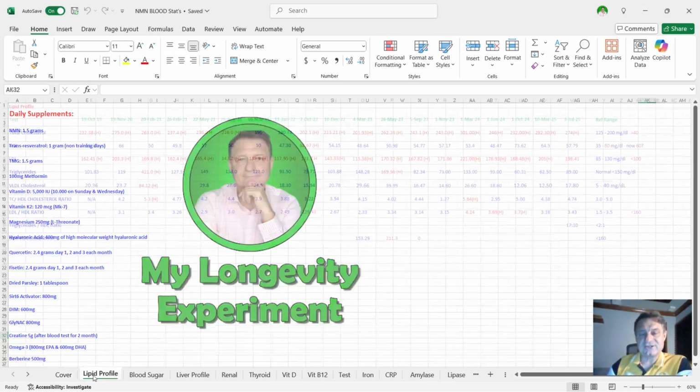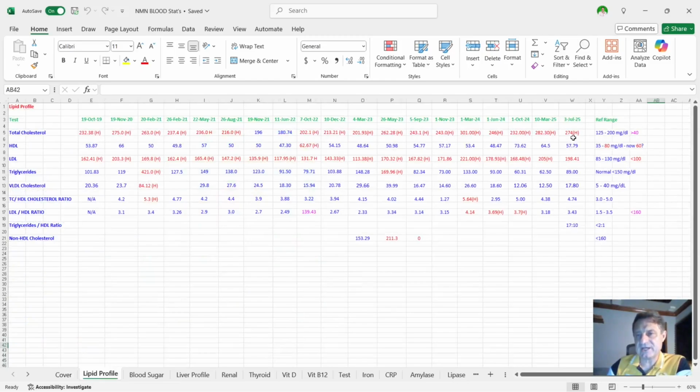Let's jump straight into my lipid profile. You can see here, as normal, my total cholesterol is high, 274. My HDL is 57.79, which is well within the reference range. My LDL is 198.41, and that is high, which I'm not bothered about, and I'll show you a clip in the video in just a second for the reason why. It's not the normal Sean Baker one, it's a different clip. That's what drives up my total cholesterol.